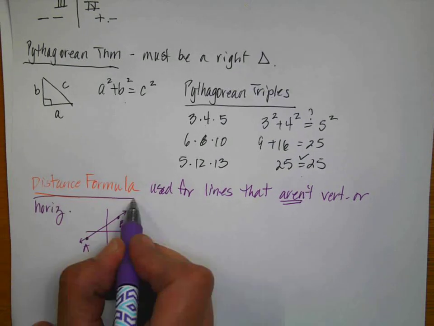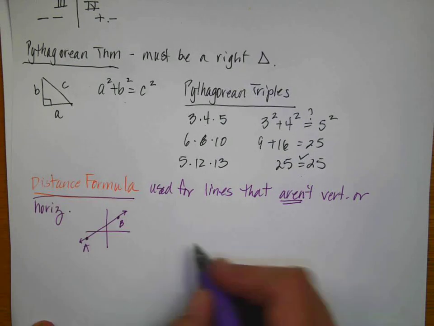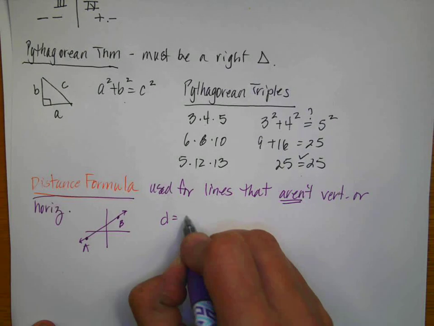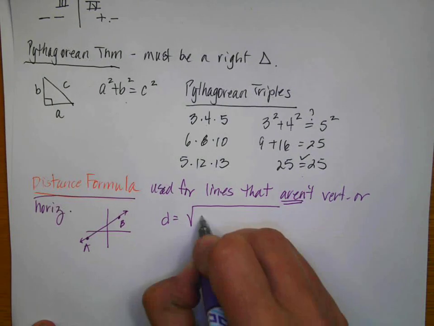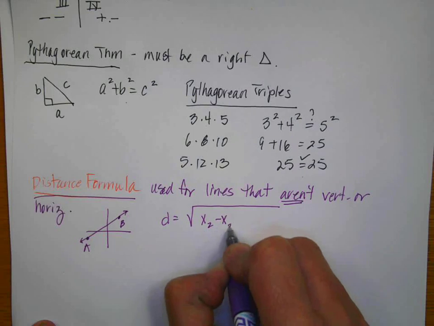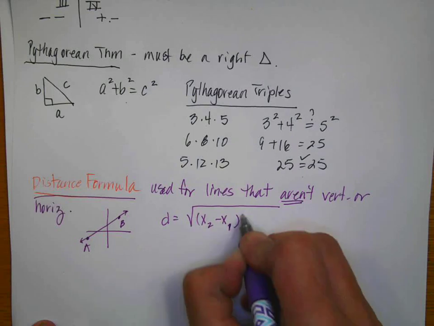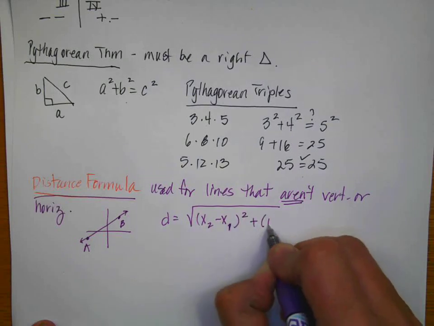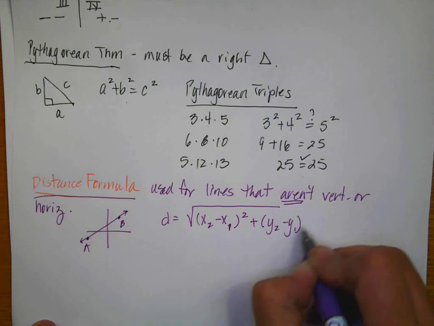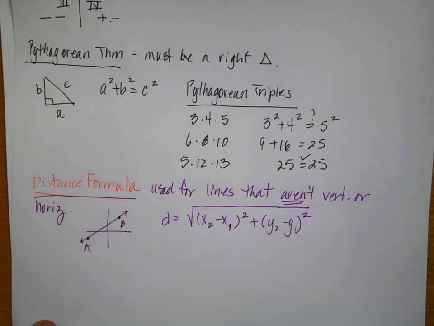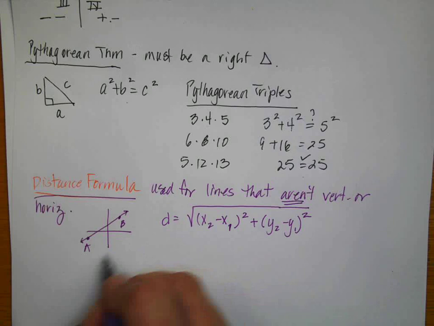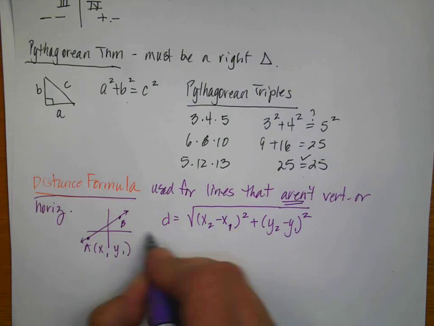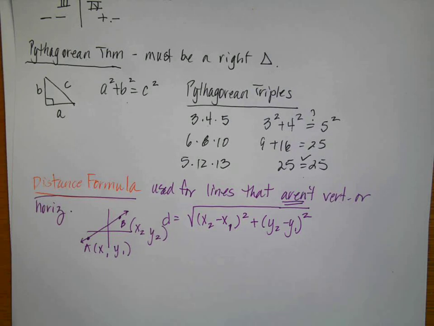So the distance formula says that the distance is equal to the square root of the difference in the x-coordinates added to the difference in the y-coordinates. So a couple of things about the distance formula. A would have coordinates, we'll call this guy x1, y1, and B would have coordinates x2, y2. These values are what's substituted in here.